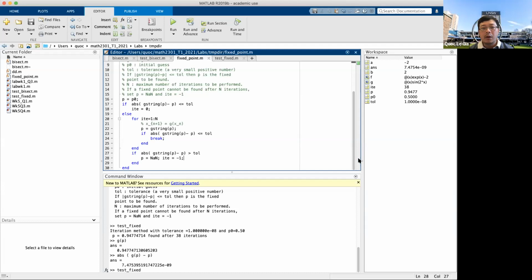So you say that we should move p equal g of p after the condition. Good point. Good point.